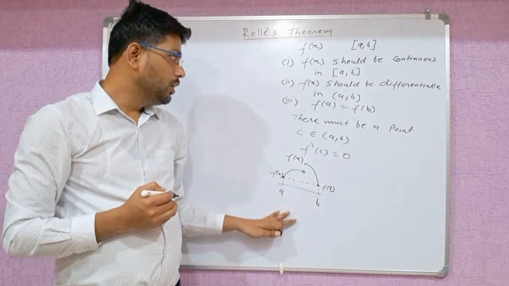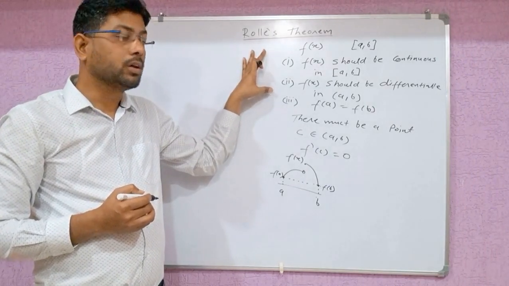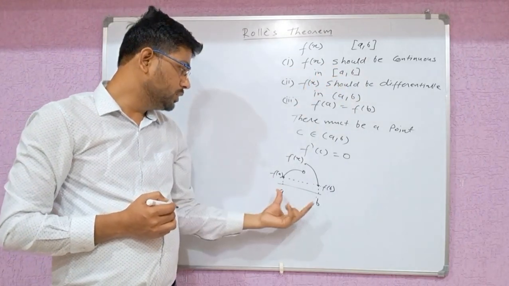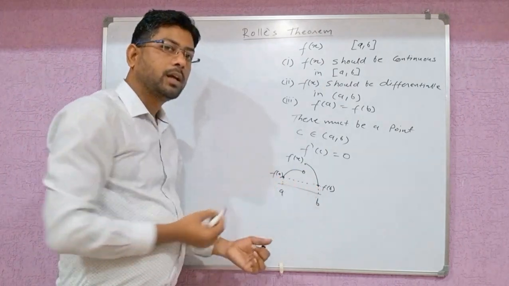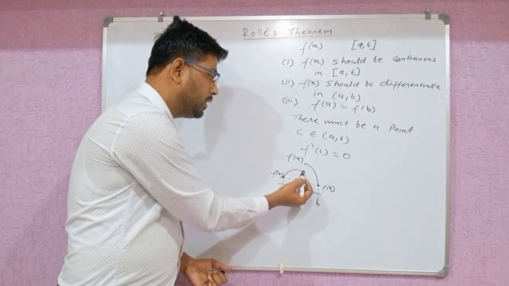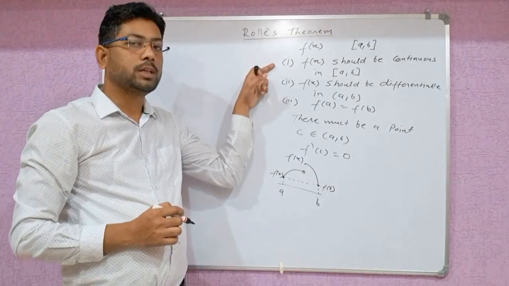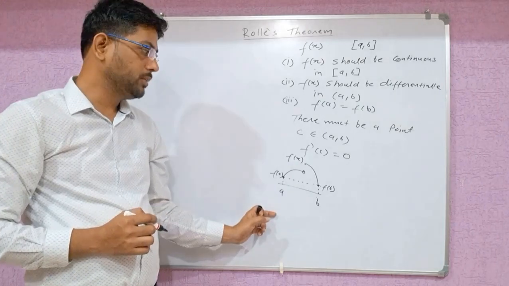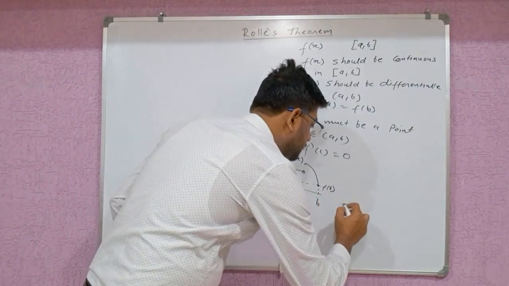Now let's see whether all these three conditions are satisfied here or not. The first condition is f(x) should be continuous in a to b. So this is the interval a to b. In this, f(x) should be continuous. But clearly we can see at this point f(x) is not continuous. So here the first condition is not satisfied. So we cannot apply Rolle's theorem here in this question. Now see another example.